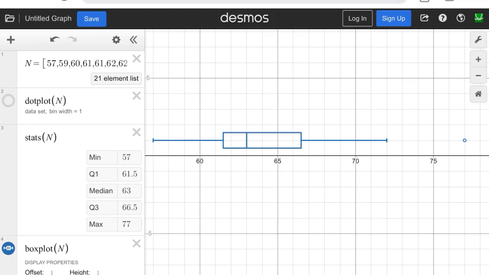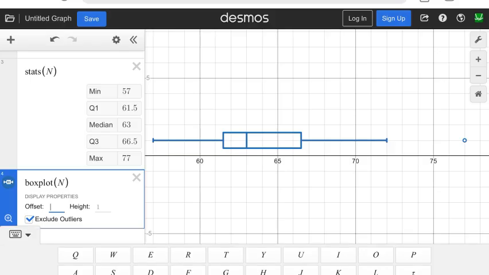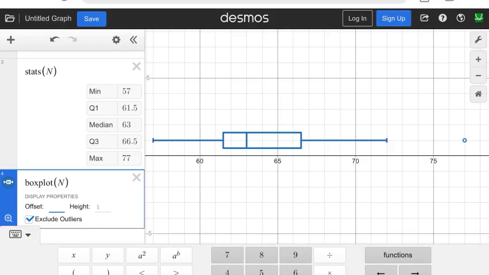Okay, why does our box plot look different? What did Desmos do for us? Yeah, it excluded the outlier. It said this dot right here is an outlier. We can click that off and then it gives us the whole box plot.